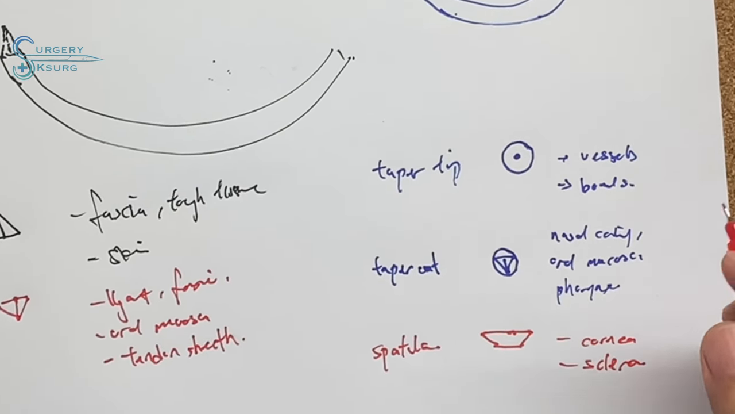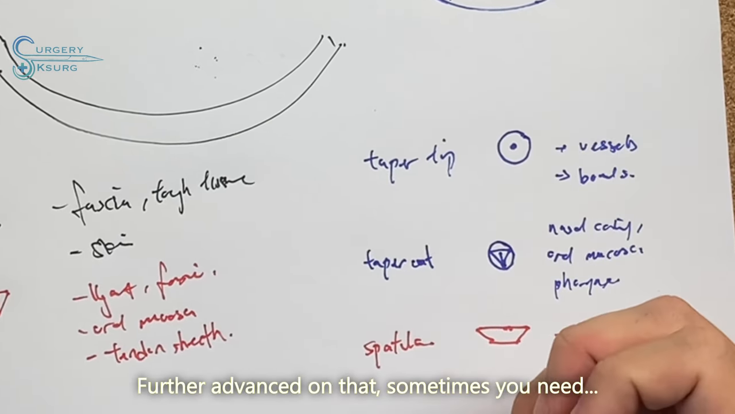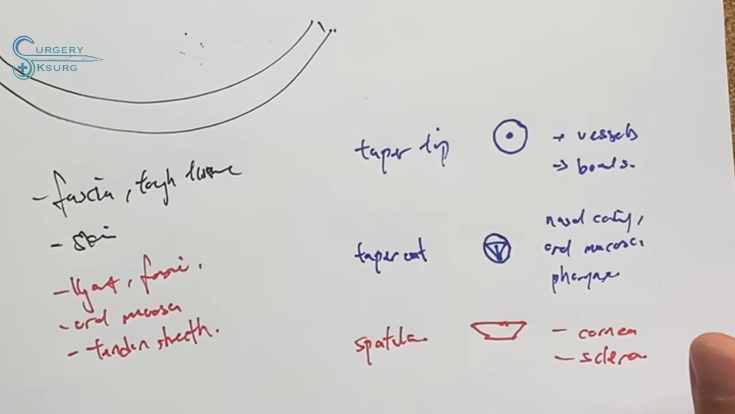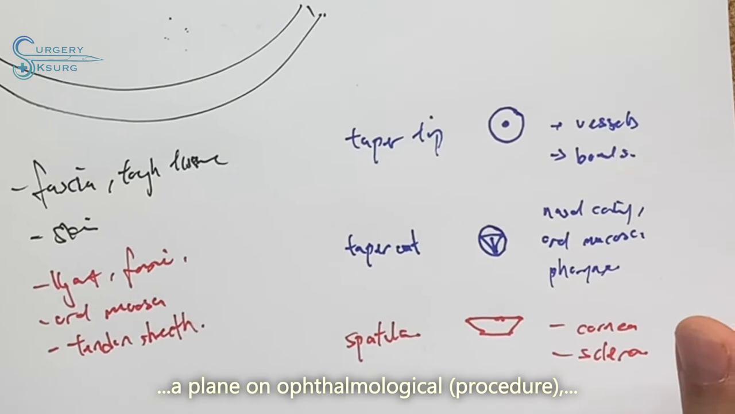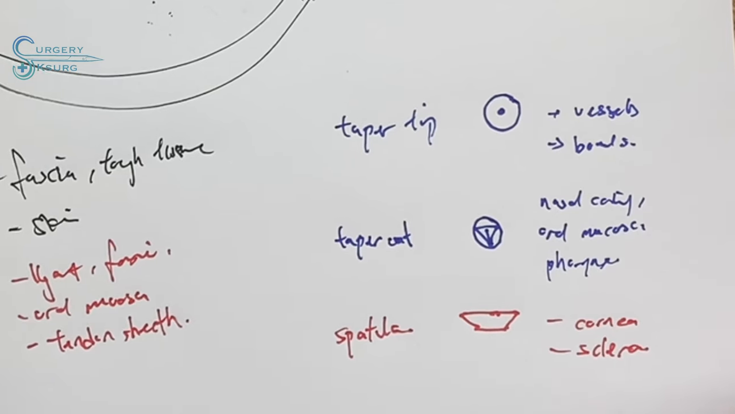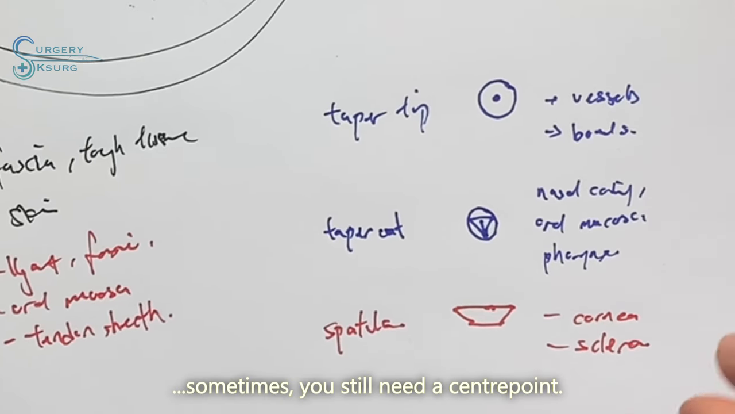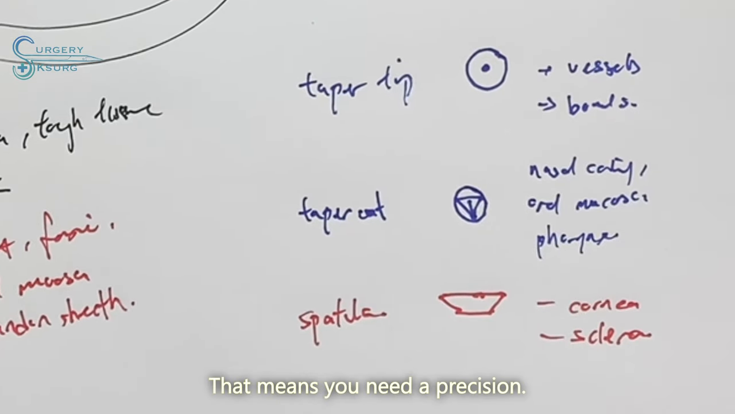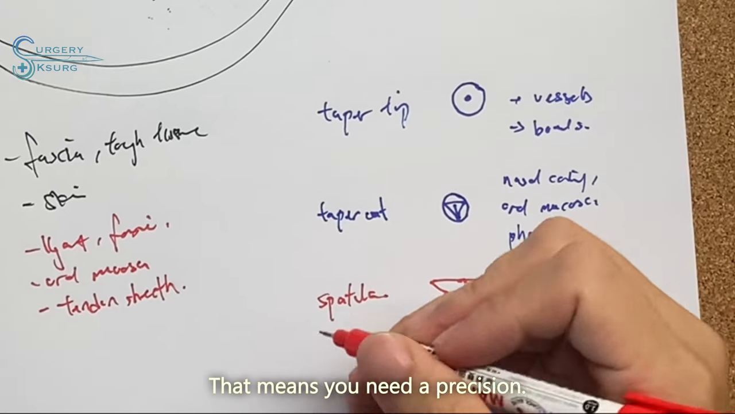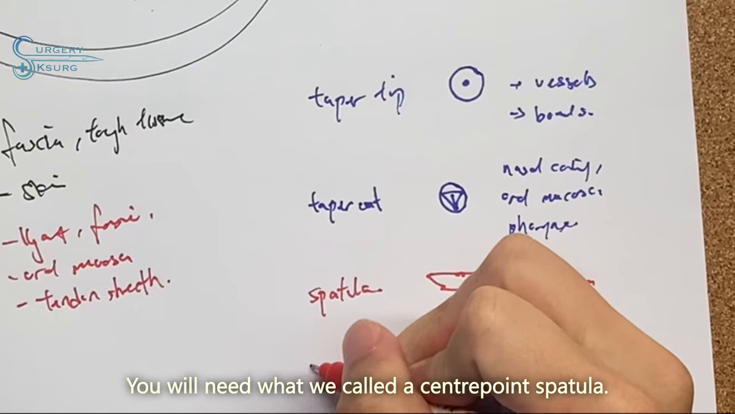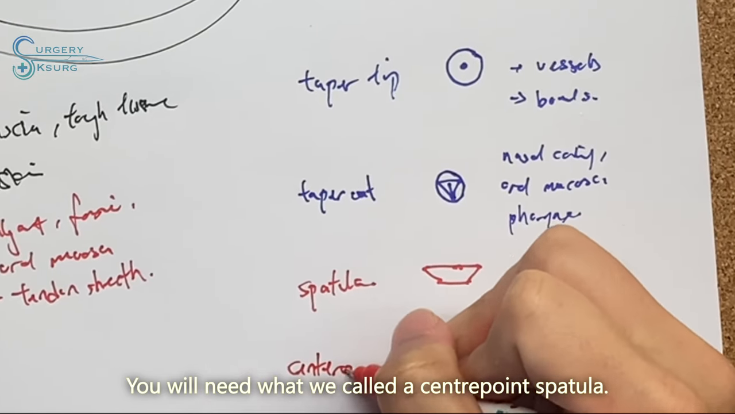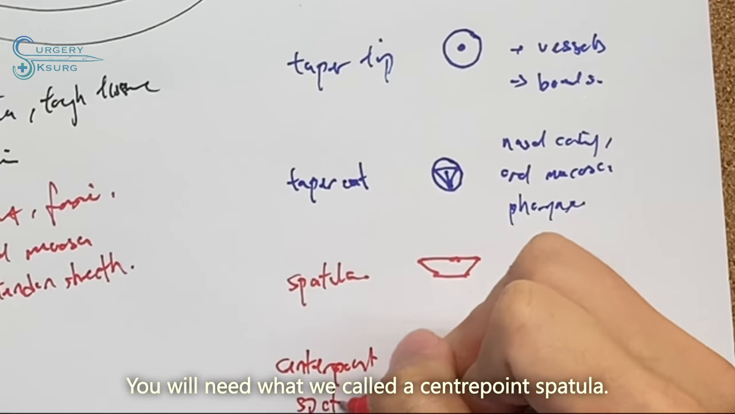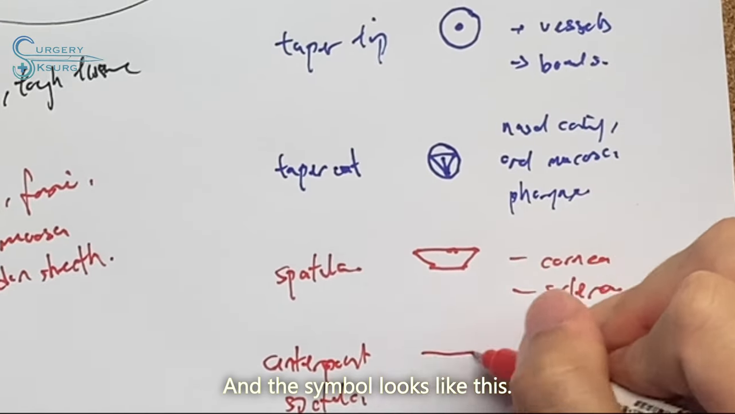To advance further on that, in ophthalmology sometimes you still need a center point. That means you need precision. So this is what we call a center point spatula, and the symbol is like this.